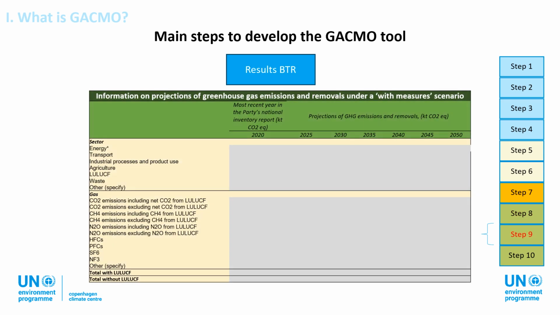In step 9, titled Results BTR, GACMO results are formatted to meet the requirements of the Biennial Transparency Report, BTRs. The results are automatically converted from the previous step into the corresponding common tabular format tables. The tables in this step align with CTF Table 9, information on projections under a without measures scenario, and CTF Table 7, information on projections under a with measures scenario.